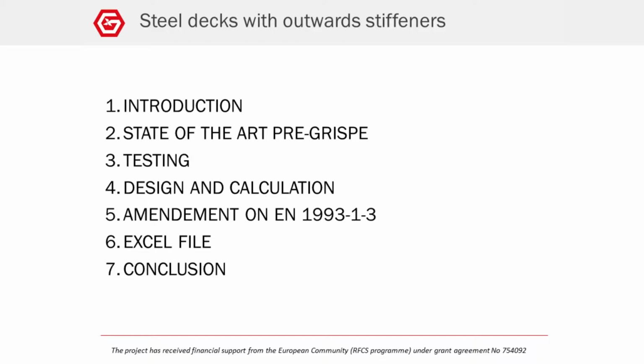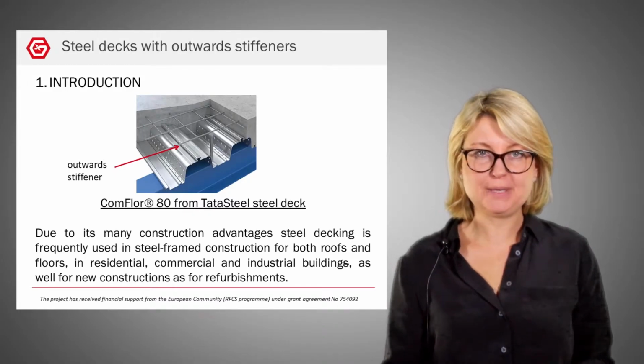Then I am going to explain the methodology to calculate the effective section and the moment resistance of a steel deck with outward stiffeners. This methodology was proposed as an amendment on Eurocode 3 part 1-3. Lastly, I am going to introduce the Excel file which was implemented to calculate span moment resistance for a steel deck with outward stiffeners. Let me introduce the topic of the talk.